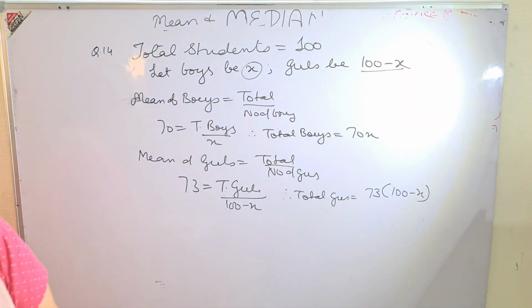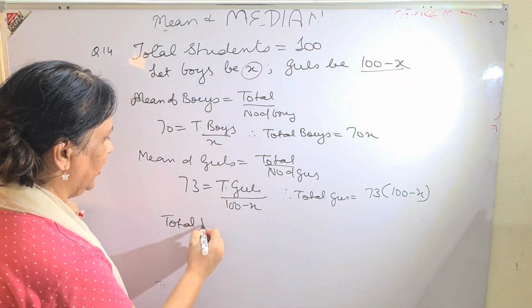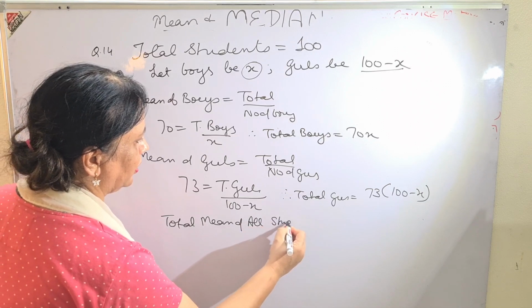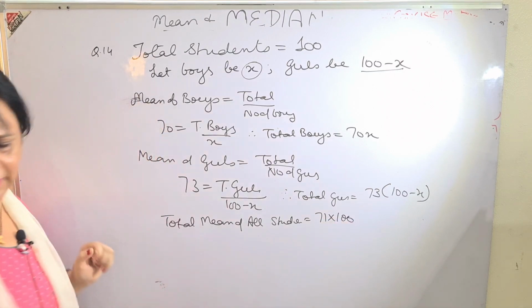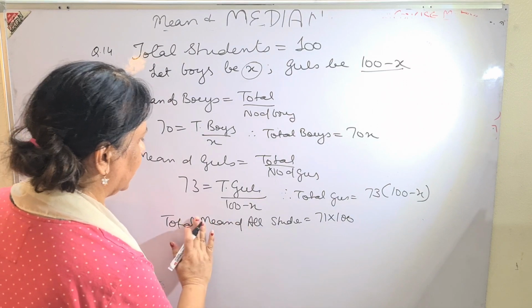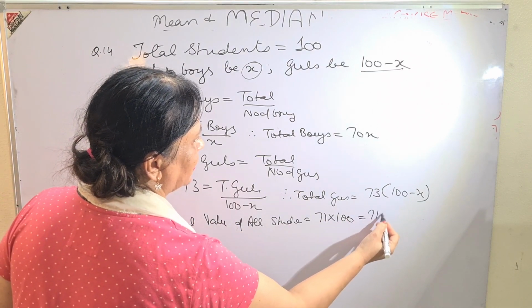Then he also says that the mean of all the students, I will underline it, if the mean marks of all the students in the examination is 71. So the total of all the students, all meaning all 100 students, will be equal to 71 into 100, because he says the mean of all the 100 students is 71. So the total value of all students will be 71 into 100, 7100.